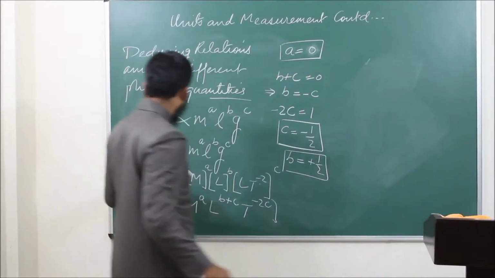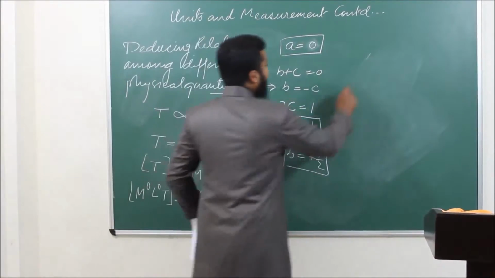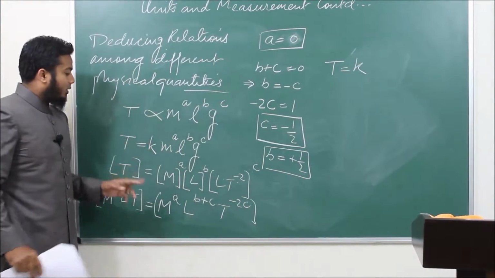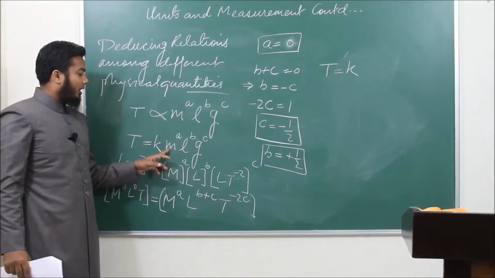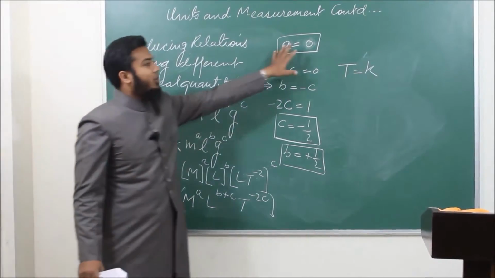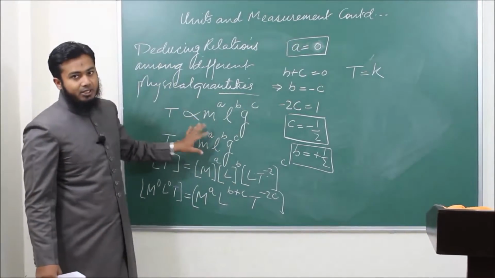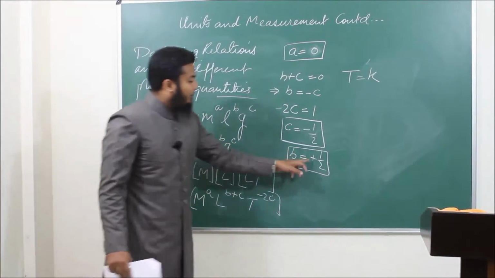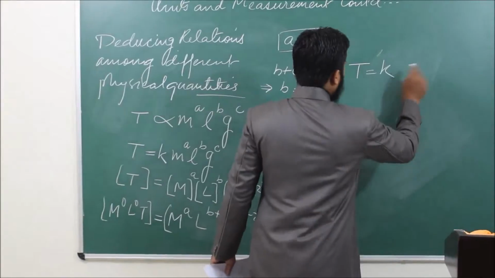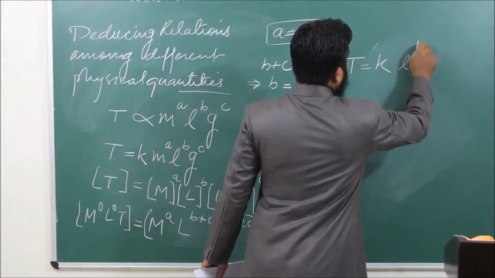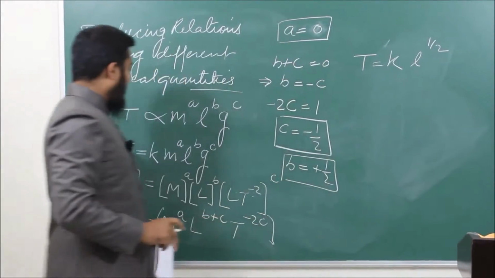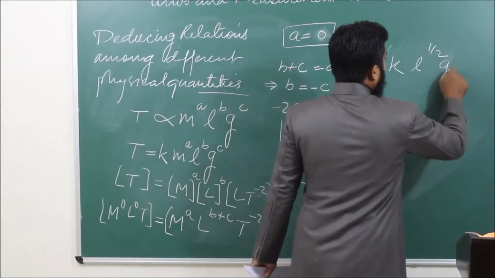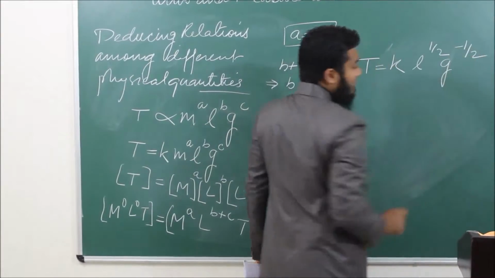this equation here. So t will now look like k, the constant, and m has dimensions a, and a is 0. That means m will not appear. In this formula m will not appear simply. And length to the power b, b has value plus half, so L to the power 1 over 2. And this g has power c, c is minus half, so g raised to the power minus half.